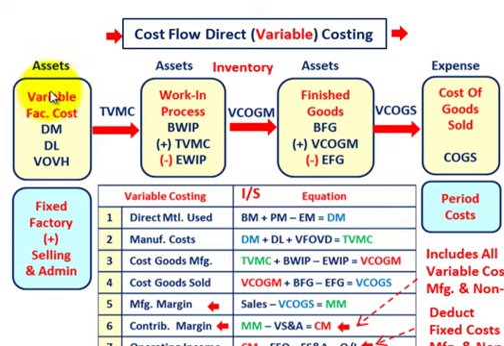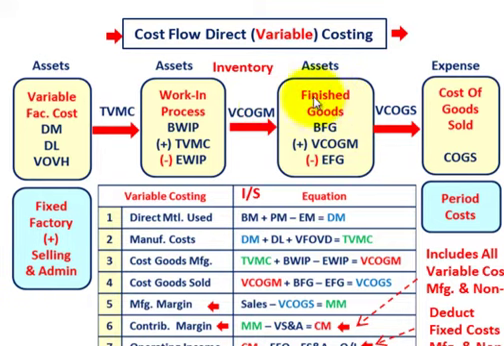Okay, so let's go through our cost flow. For our variable factory costs, it would be the direct materials, direct labor, and your variable factory overhead. Those would be accumulated into your total variable manufacturing costs, and they would flow into your work in process inventory account. So you take your beginning work in process, add to it the total variable manufacturing costs for the period, and then subtract out your ending work in process. That's going to give you your variable cost of goods manufactured.